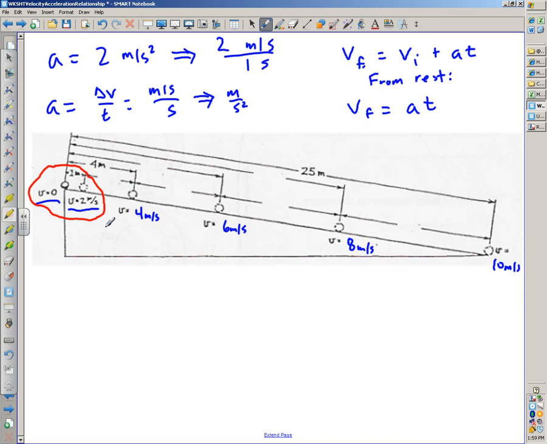But let's analyze what happened here. What did we say was happening to this ball the entire time? Speeding up, gradually, faster, faster, faster. It doesn't reach a speed of 2 meters per second until your stopwatch reads 1 second.